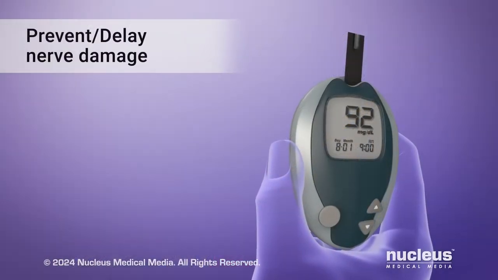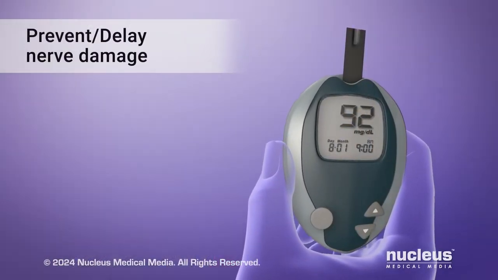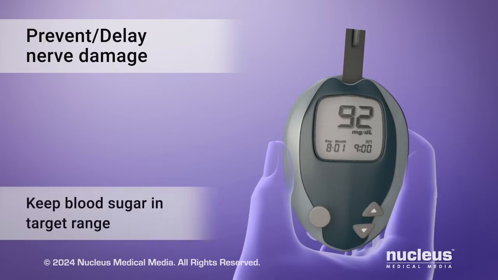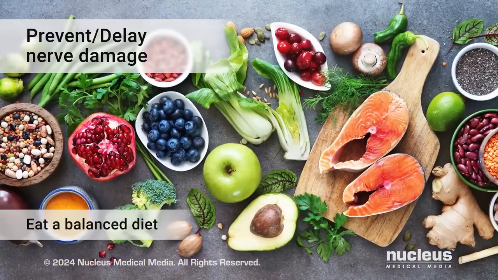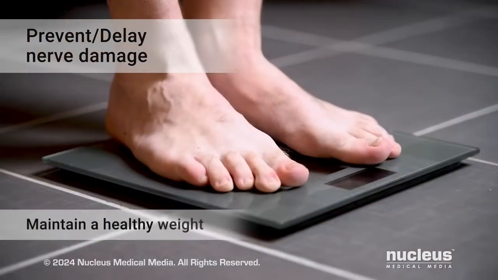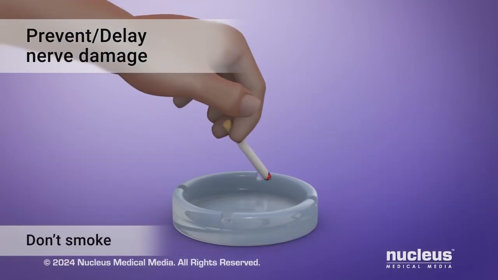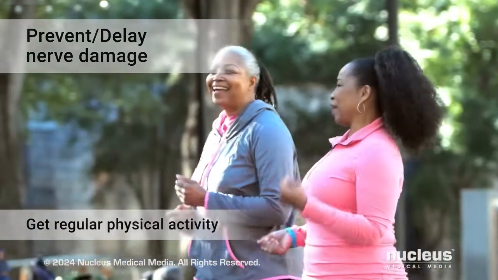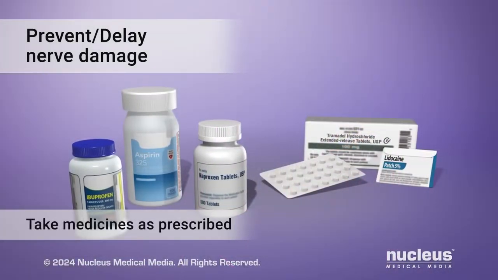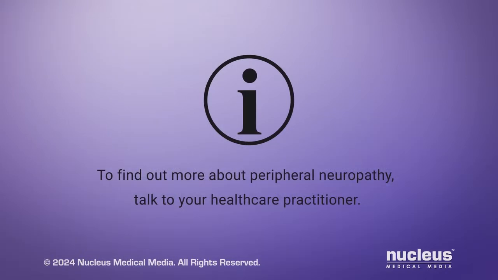There are things you can do to help prevent or delay damage to your nerves. If you have diabetes, keep your blood sugar as close to your target range as possible. Eat a balanced diet. Maintain a healthy weight. Avoid drinking alcohol. And don't smoke. Get regular physical activity. And take any medicines exactly as your healthcare practitioner prescribed. To find out more about peripheral neuropathy, talk to your healthcare practitioner.